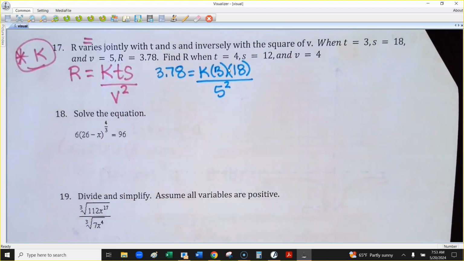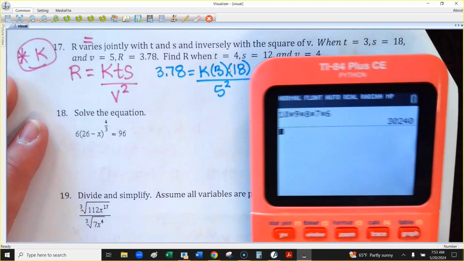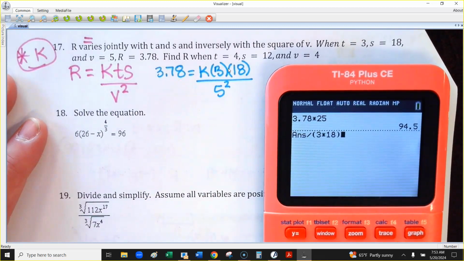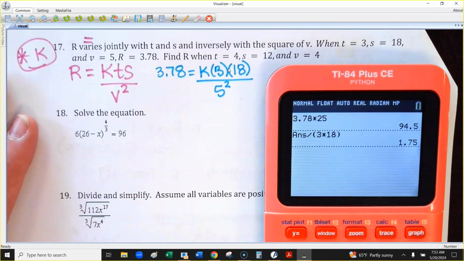Now, however you want to do this, I'm just going to do it right on my calculator because I don't have a lot of space here. I'm going to take the 3.78, I'm going to multiply that by 25, get that out of the denominator, and then I'm going to divide that by 3 times 18. I'm just going to put it in parentheses, and that'll give us our K value.